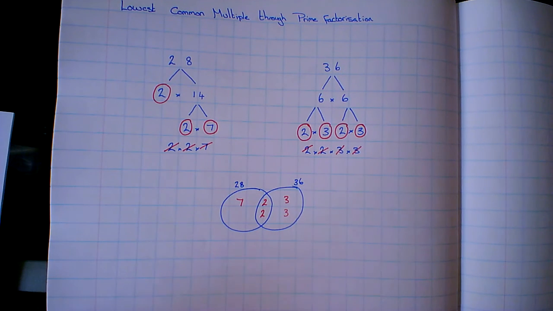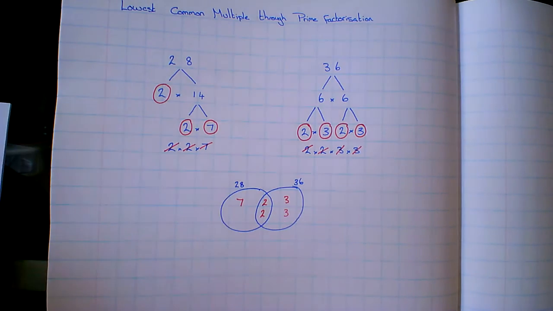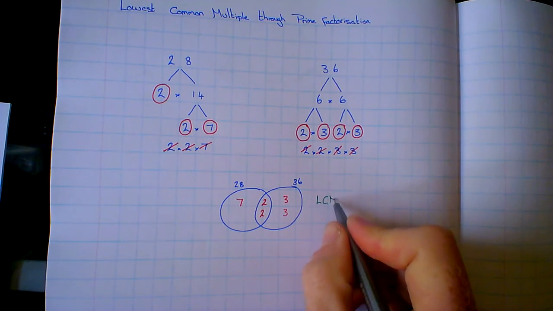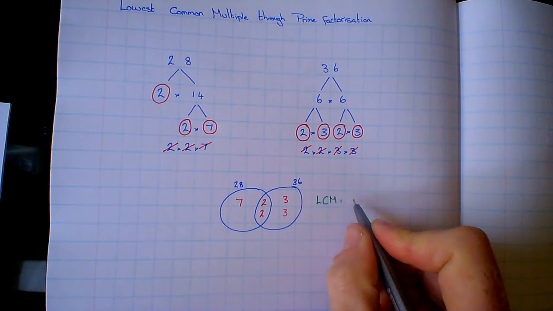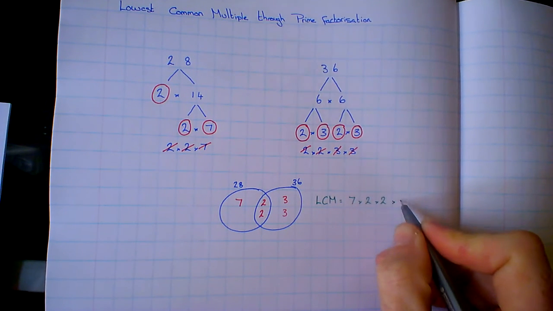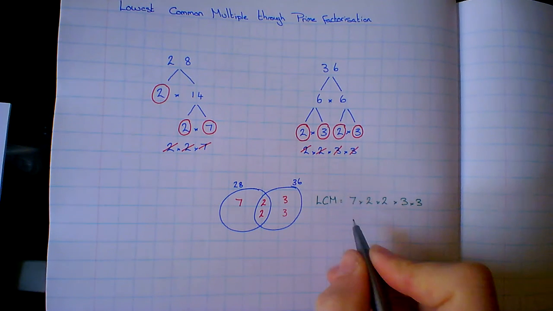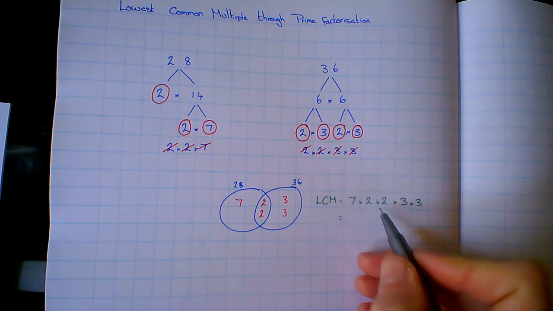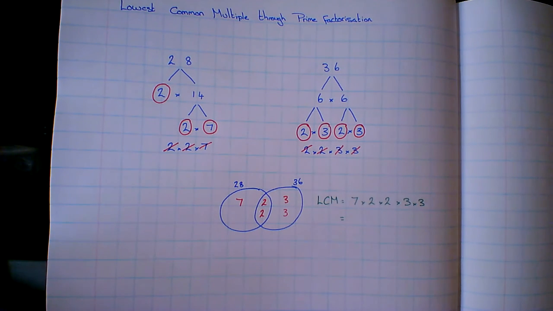Now the lowest common multiple is all of the numbers multiplied together. Okay, so the lowest common multiple is every number in here multiplied together. So 7 times 2 times 2 times 3 times 3, and that's going to give us the lowest common multiple. So 7 times 2 is 14, times 2 is 28. Okay, 28 times 3 will be the next thing that we do.